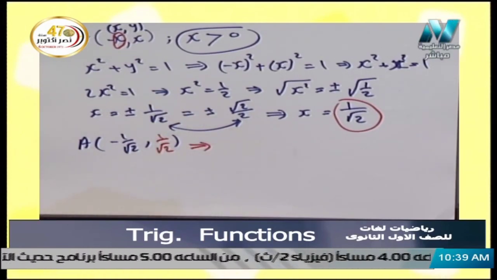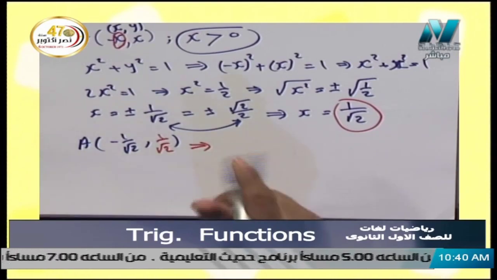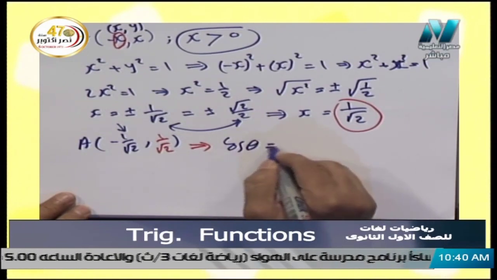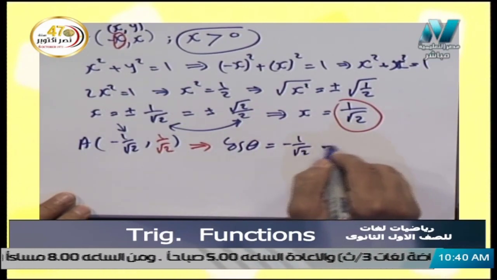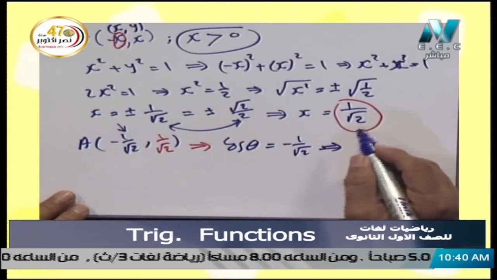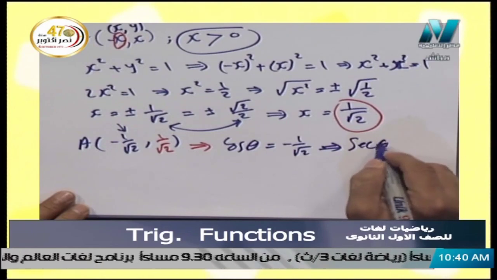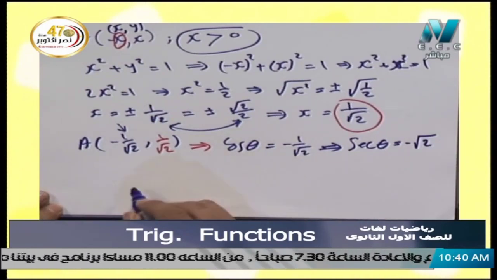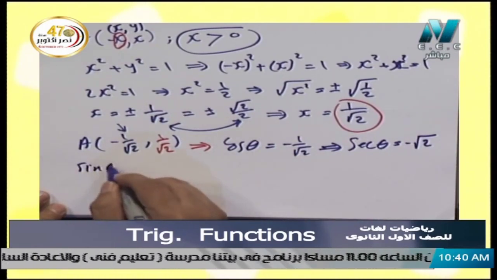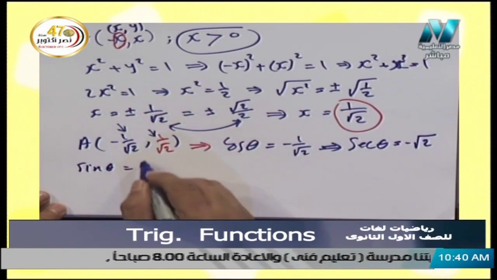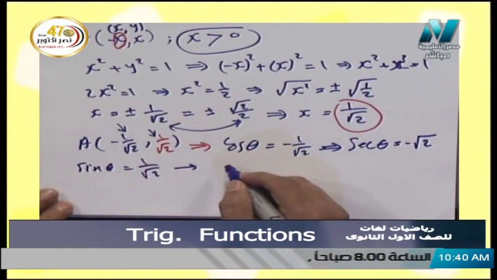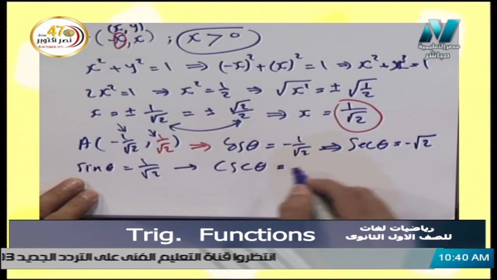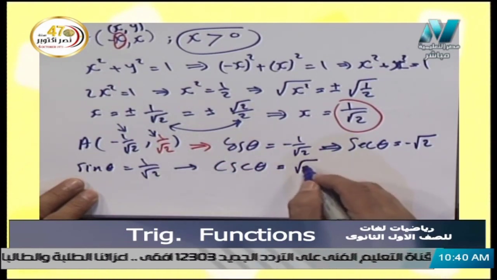So we can say that this part, we know it as cosine. Cosine of the angle theta here is negative 1 over root 2. And of course its reciprocal, which is sec theta, is negative root 2 over 1, or negative root 2. And also, we know that sine theta is this part, which is 1 over root 2. And the reciprocal of sine is cosec theta, which is root 2 over 1, equals root 2.